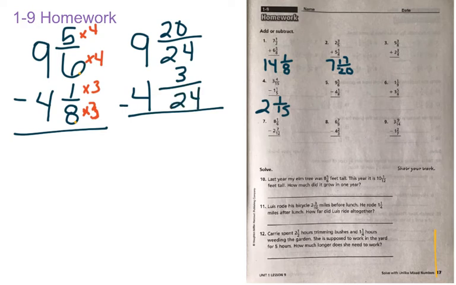Here we don't have to regroup again or borrow because 20 is larger than 3. So 20 minus 3 is equal to 17 over 24, and 9 minus 4 is equal to 5. So your answer is 5 and 17/24.